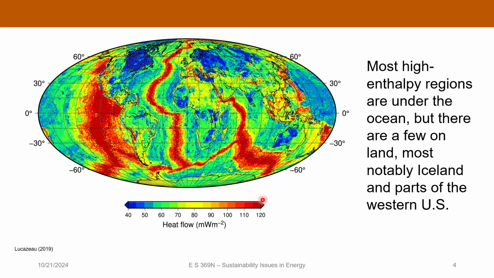There's a couple of places where that situation does actually occur on land. One of them is right up here. It's Iceland. That's where most of your high enthalpy geothermal is being done today. But the Western United States also has some regions where you've got hot rocks very close to the surface. And one of the better known geothermal facilities in the US is the Geysers, which is in Northern California. And that's a high enthalpy geothermal system where they generate electricity from steam coming out of those wells. We'll look at that in a little bit.